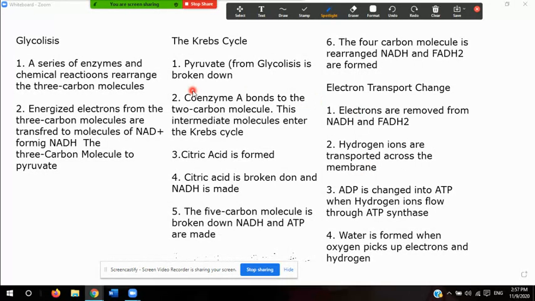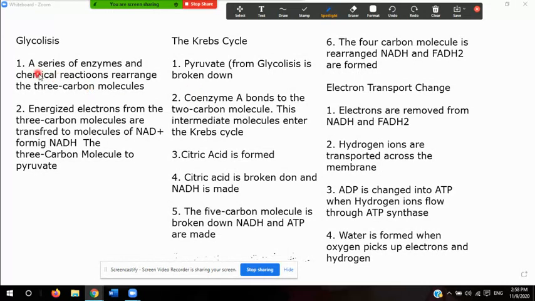So what I've done here is I've summarized, to the best of my abilities, the process that is involved in cellular respiration. The reason I've done that is to give you more of an overview, or a more in-depth look, at what cellular respiration is. So let's start with glycolysis.